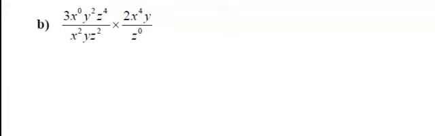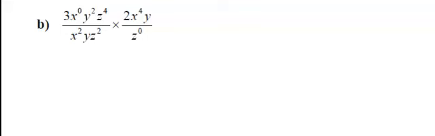Unit 2, Lesson 4, Student Example number 1B. There's a couple different ways to go about solving when you're multiplying fractions with polynomials. You can just simply go top times top, bottom times bottom. Or, if you choose, you can reduce and then multiply. I'm going to choose to reduce and then multiply.